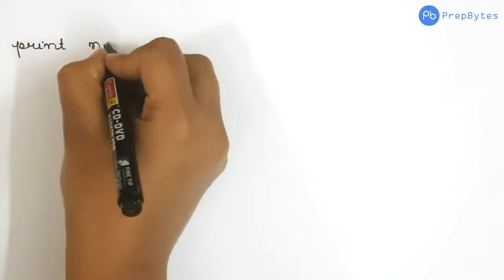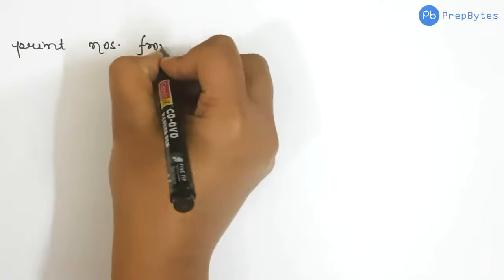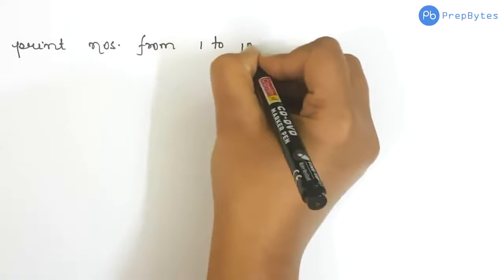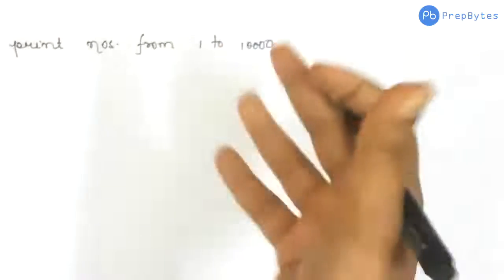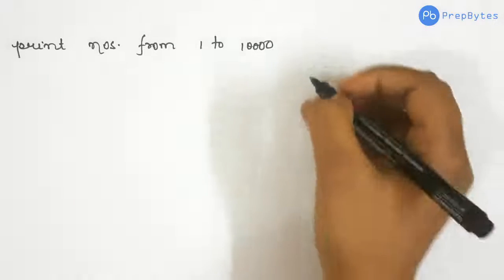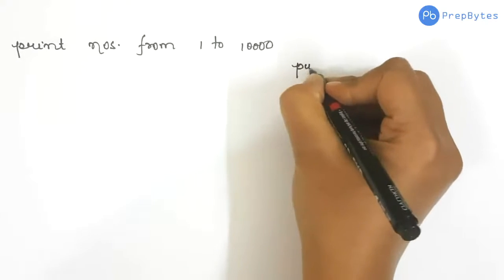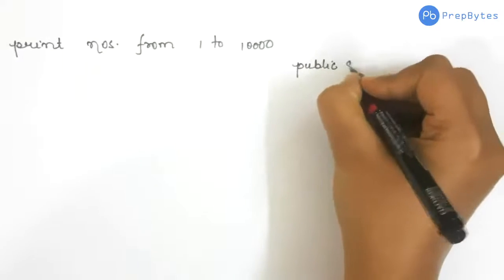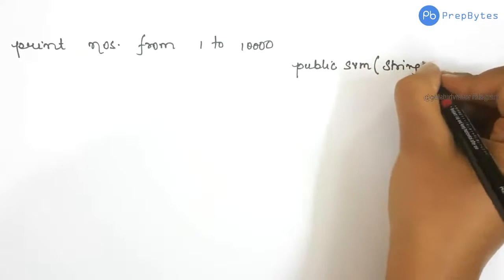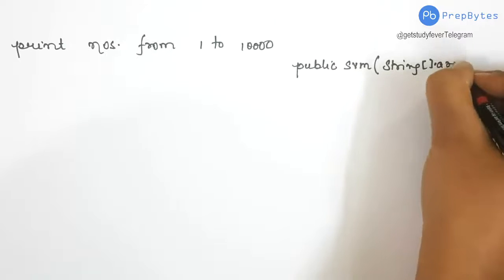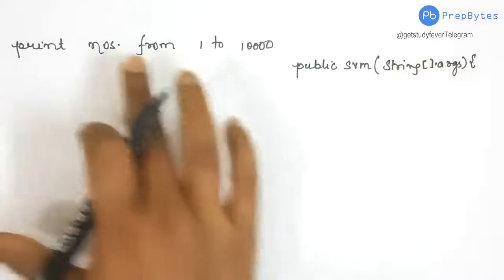I'm again repeating the problem statement. Print numbers from 1 to 10,000. Now let's see how I get this using a while loop. So let's write the program for that. Let's say we have public static void main, and now let's write the code for this.